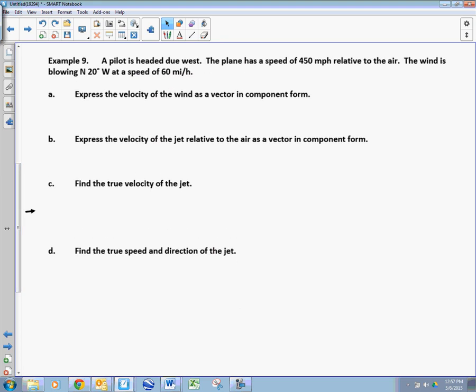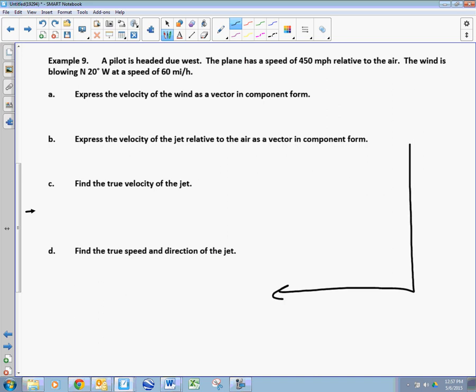Pilots headed due west. Due west. Got that? What's the speed of the pilot right now? 450. Straight west. So we're going to write 450 as the magnitude of the vector. That is straight west.